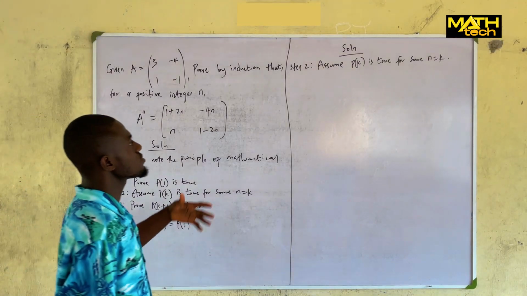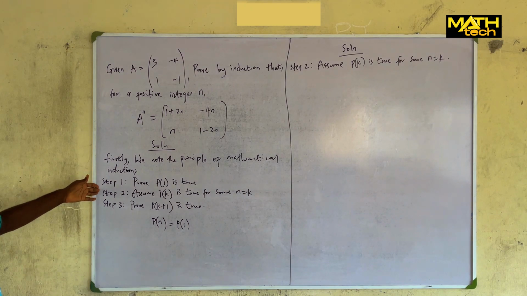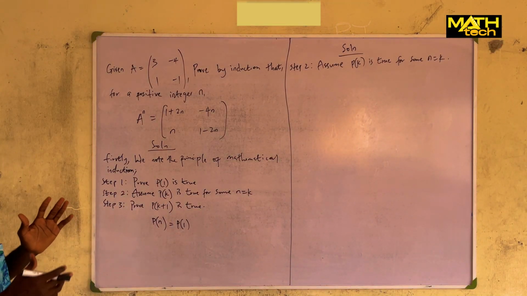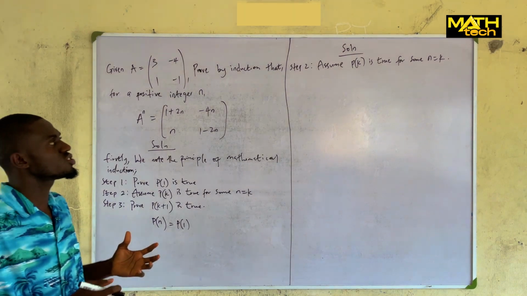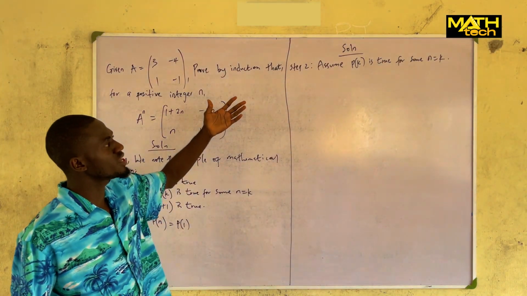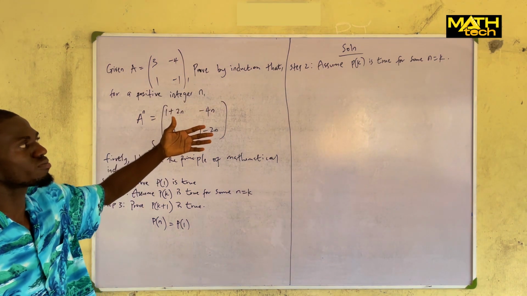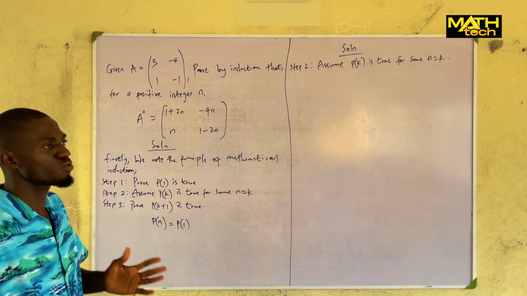So now, since we have successfully shown that step 1 is true, let's check step 2. Now, you must understand that step 2 is not really complex, it's just an assumption. The principle says that you assume that P of K is true for some n equal to K. So we all know what to do: wherever we find n, we substitute for K.